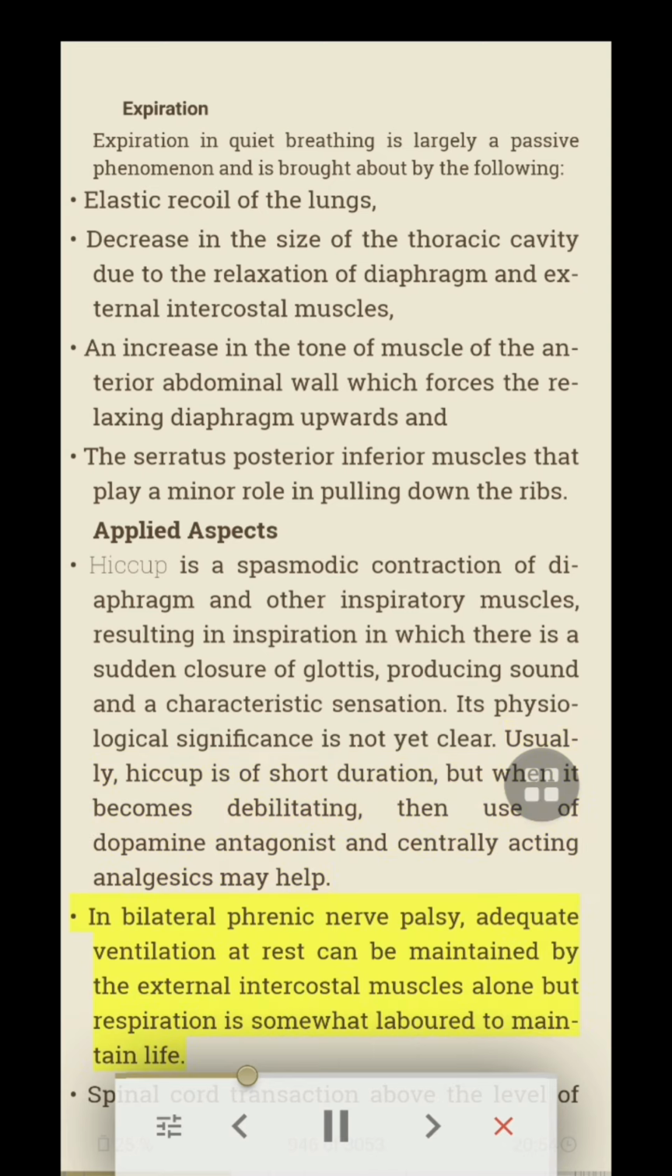In bilateral phrenic nerve palsy, adequate ventilation at rest can be maintained by the external intercostal muscles alone, but respiration is somewhat labored to maintain life. Spinal cord transection above the level of the third cervical segment is fatal without artificial respiration, whereas in transection below the fifth cervical segment, respiration remains normal as the phrenic nerve (C3, C4, C5) that innervates the diaphragm remains intact.